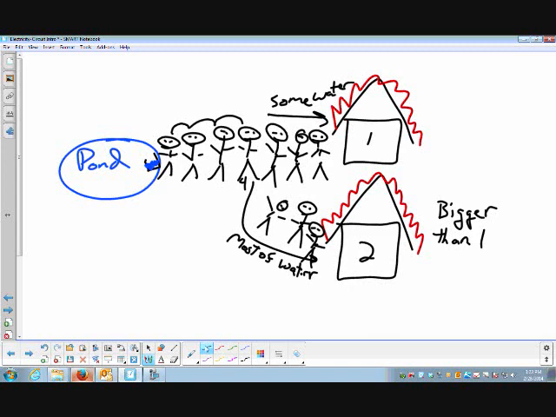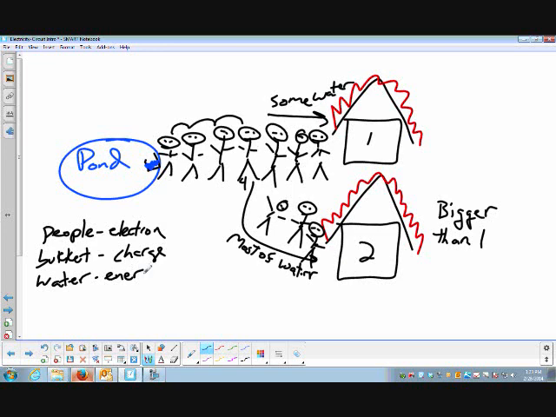Again, back to my analogy. The people are the electrons. The bucket is the charge. The amount of water in the bucket is the energy. The fire represents the load or the resistor, the object that needs the energy. The fire needs the water to put it out. The resistor needs the energy to make what.